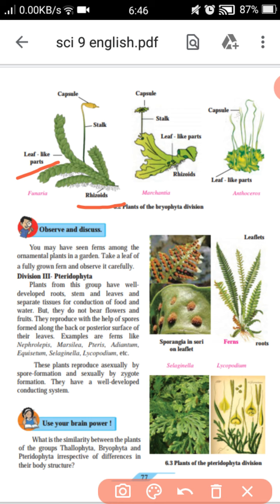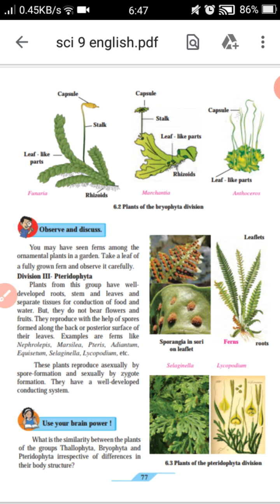Okay, the third division, that is Pteridophyta. Plants from this group have well developed roots, stem and leaves and separate tissue for conduction of food and water, but they do not bear flowers and fruits.